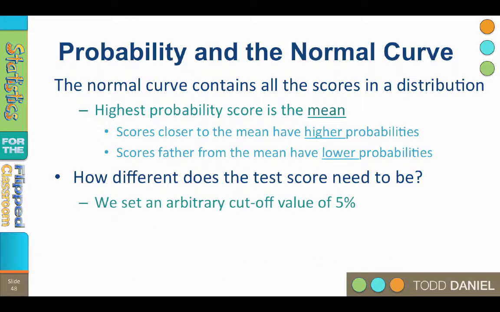So how different does the test score need to be from the population mean for us to consider it unlikely to represent the population? We set an arbitrary cutoff value of 5%, i.e., if the test mean is so extreme that it would occur randomly less than 5 times out of 100, then it is too unlikely to represent the population mean.